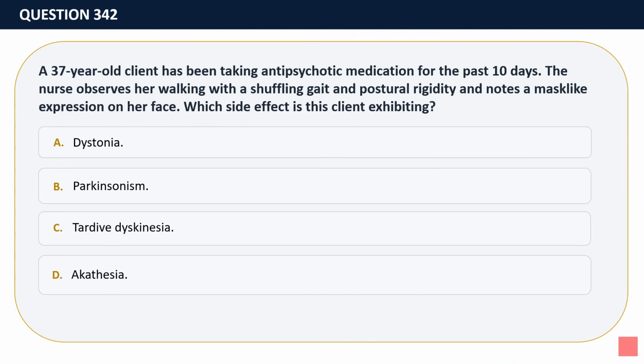Question 342. A 37-year-old client has been taking antipsychotic medication for the past 10 days. The nurse observes her walking with a shuffling gait and postural rigidity and notes a mask-like expression on her face. Which side effect is this client exhibiting? A. Dystonia. B. Parkinsonism. C. Tardive dyskinesia. D. Akathisia.